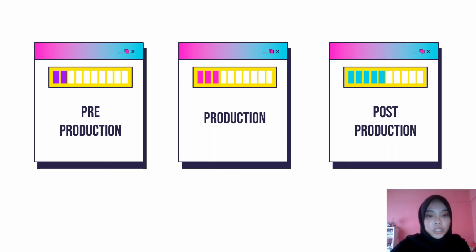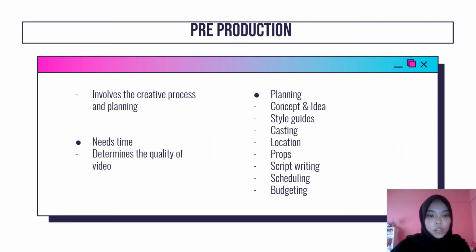So, each stage has its own different function, and it's important that you go through all the steps to ensure that you can produce the best quality work that you can. Okay, so let's move on to the first stage, which is pre-production. This stage is crucial as it involves the creative process and planning of how we want the video to be.